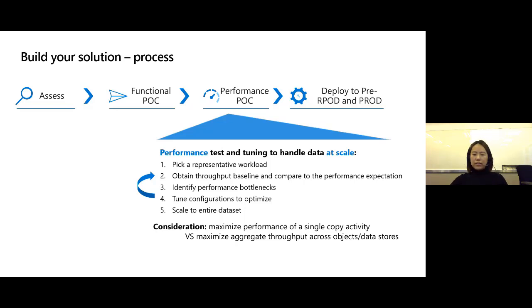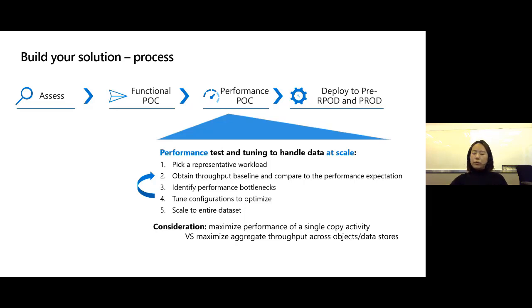So also based on that, you can identify your performance bottlenecks. We will talk about how to do that later. Then to really solve the bottleneck, iterate to tune the configuration and get the baseline again. So based on this kind of iteration, you will see a faster throughput which can meet your needs. Afterwards, you can scale to your entire data set to tackle your entire scenario based on what you tested.